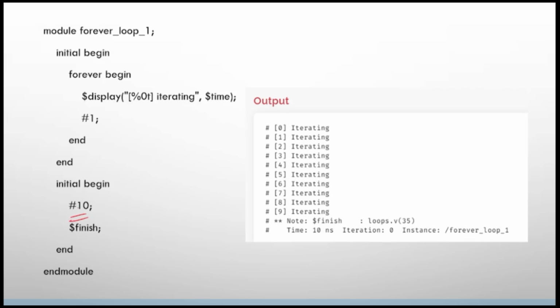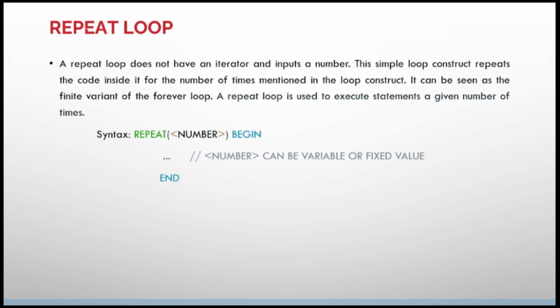If you see here, I have given #10 $finish, that means it runs until 10 time units. From 0 to 9, the iterating statement is printed repeatedly until I have given the $finish. That means in order to break the forever loop, you have to use the system task $finish. So that is about it.